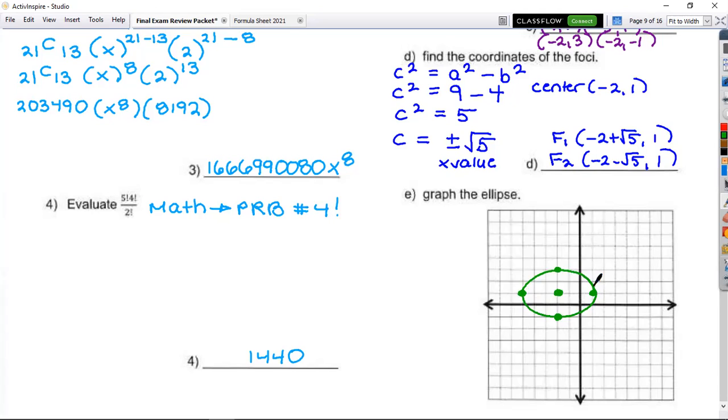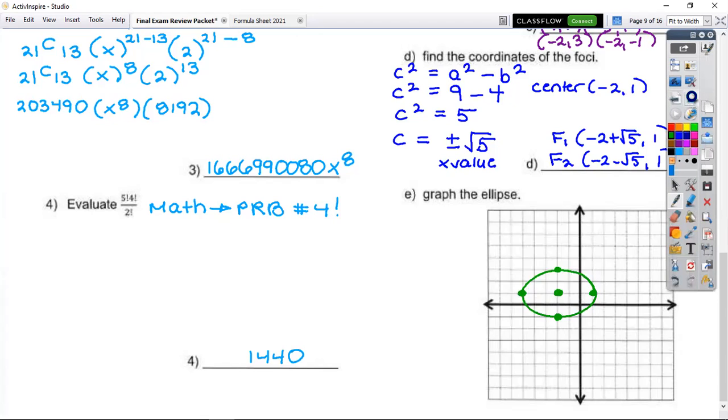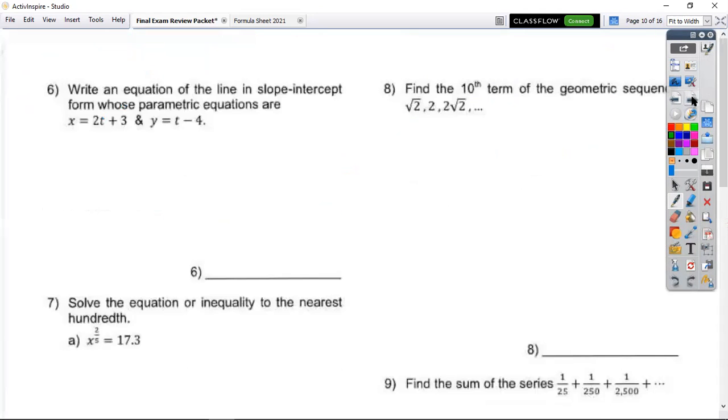Questions on anything on the front, guys? Okay, so over to the back. I think this is where we start skipping around a little bit. Not quite, but number 7, you can definitely cross off.